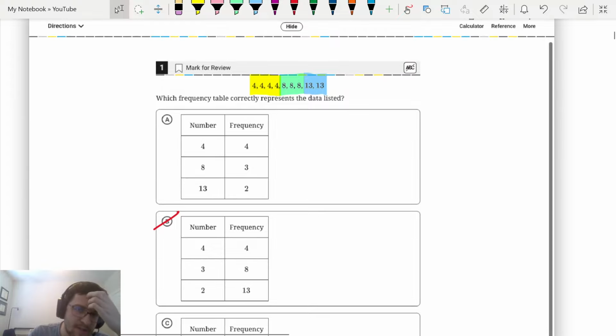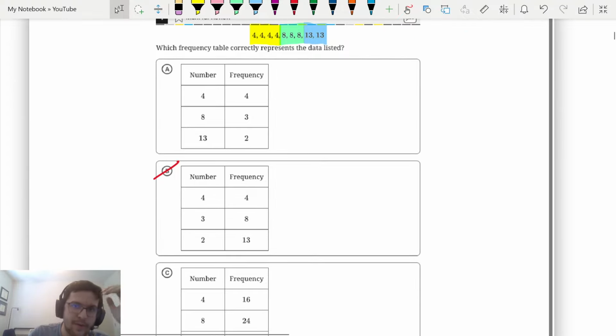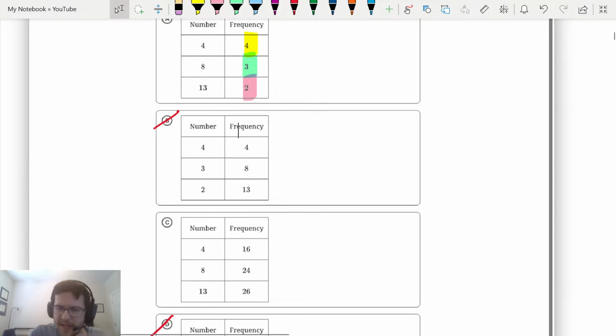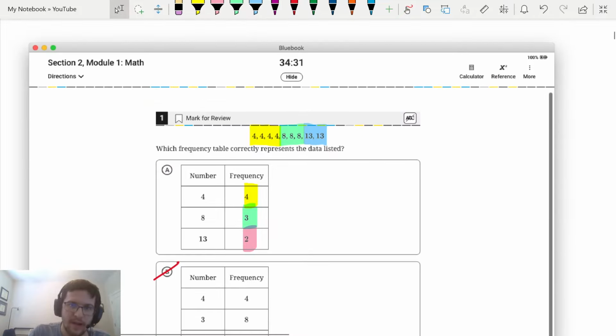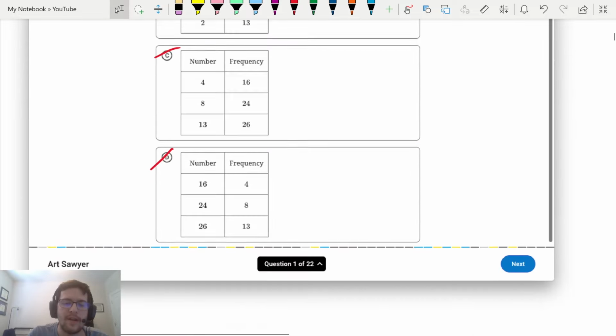Now, if you count, there are 4 4s, 3 8s, and 2 13s. C is way off base. It says there's 16 4s. Whoa, there's not nearly that many 4s, right? So that's wrong too. So our correct answer must be A.